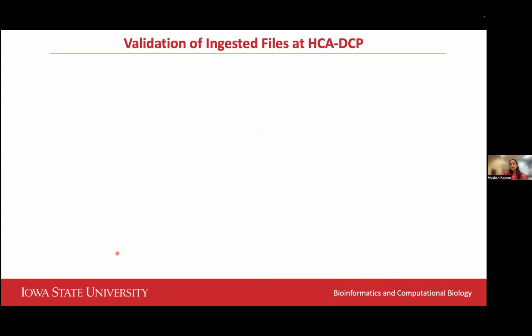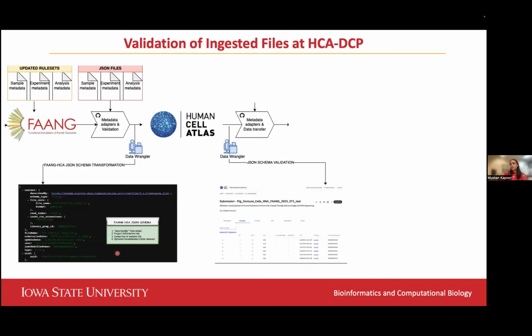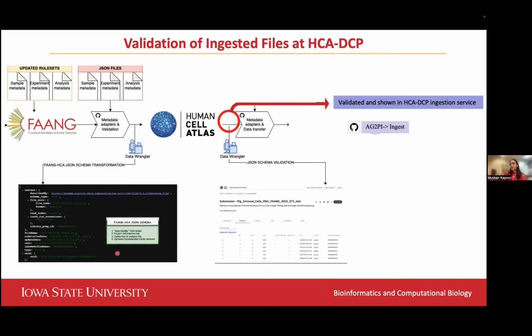So once the ingestion was performed, again the step was to do validation on those ingested files. Again, this was done by a data wrangler, and we validated the files and showed them in the HCA DCP ingestion service. But with this, we had to do some modification with the JSON files. For example, we created a GitHub page where you can see we added scripts so that we can clean, delete, or add further JSON files if there are any.